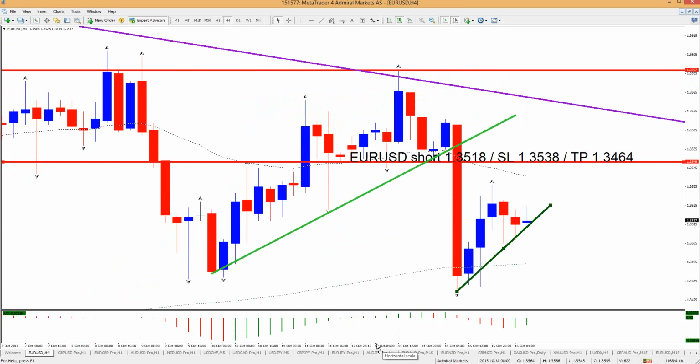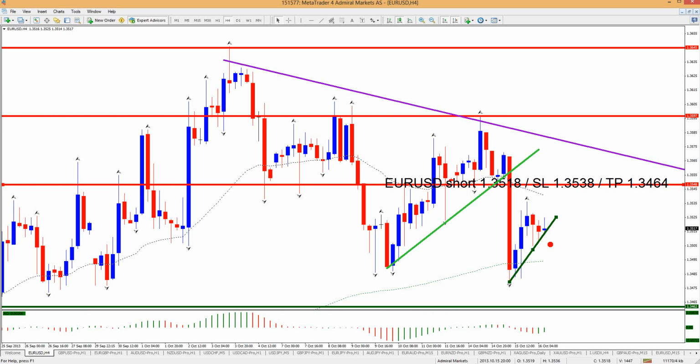The 4-hour chart is down, and personally, I don't see that probability high enough for me to trade that. So that's my opinion.